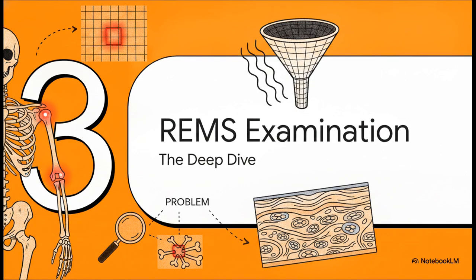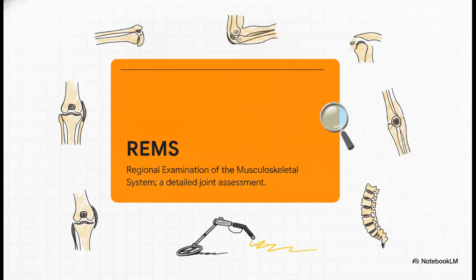Which brings us to Section 3, the REMS examination, the deep dive. If your GALS screen flagged a specific problem, this is where we funnel down. REMS stands for Regional Examination of the Musculoskeletal System. It's a highly detailed assessment designed by a national consensus to standardize how we physically examine a specific group of linked joints. Think of it this way. If GALS is your metal detector, REMS is the magnifying glass you pull out the second it beeps.